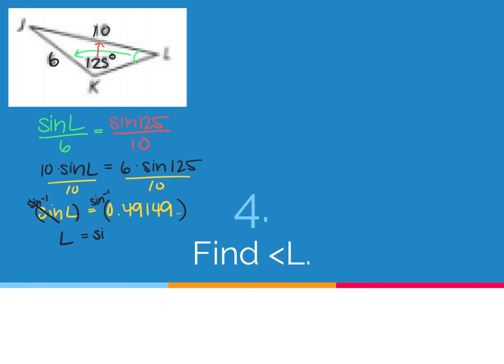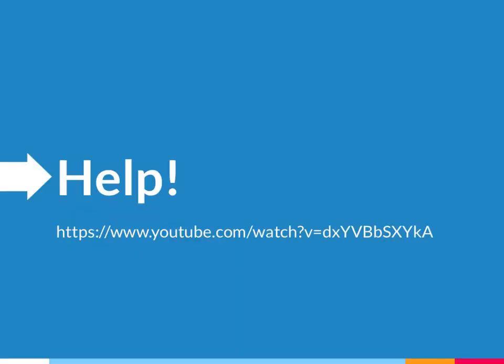In my calculator, I'm going to put in sine inverse of 0.49149. I'm going to do second sine to get to sine inverse. I'm going to enter my number very carefully. I'm going to get L equals about 29.4 degrees. That's the measure of angle L.